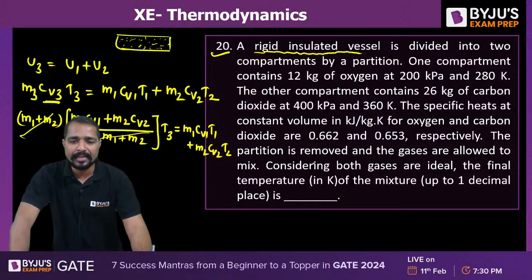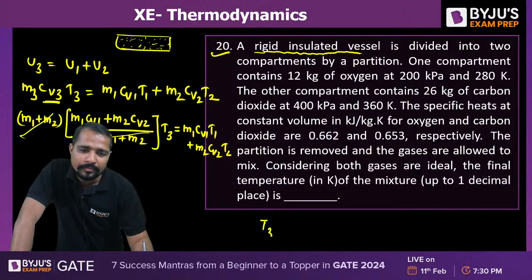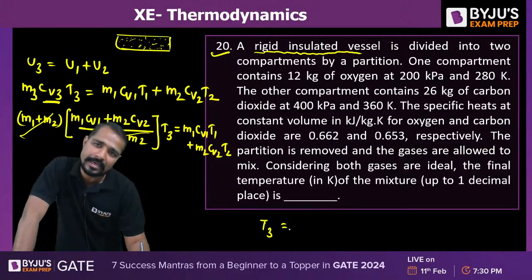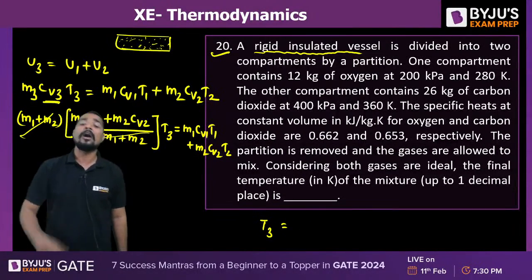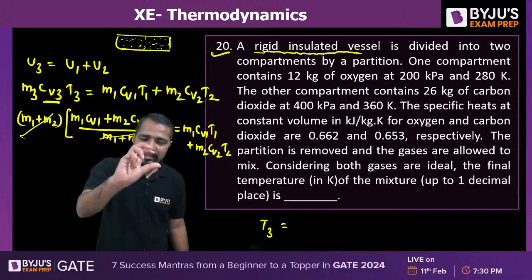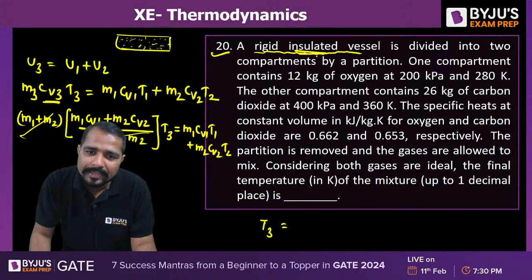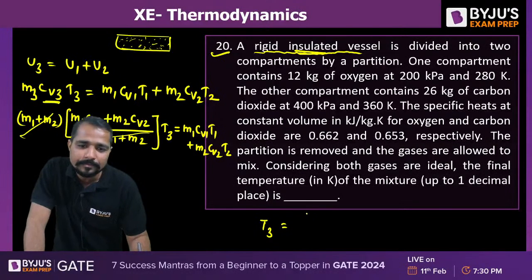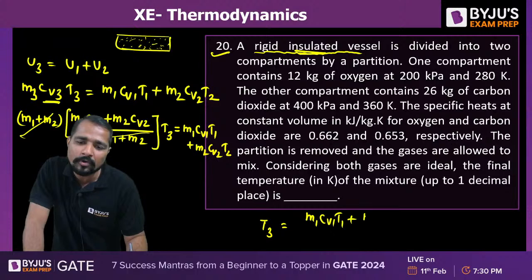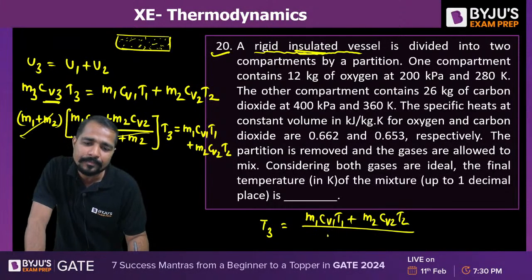So from here we can write as a final formula that T3 can be written as, yes, exactly. Because V is constant, the work done is 0. And this is purely insulated. Insulated means no transfer of heat, my dear. So this can be written M1 CV1 T1 plus M2 CV2 T2 divided by M1 CV1 plus M2 CV2.